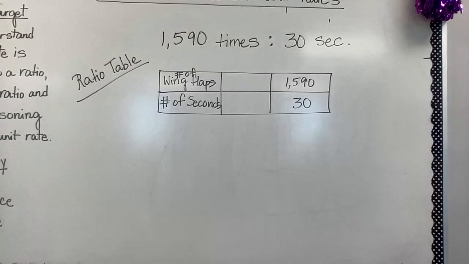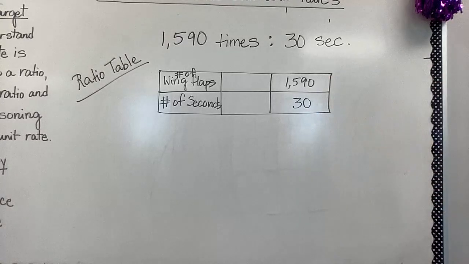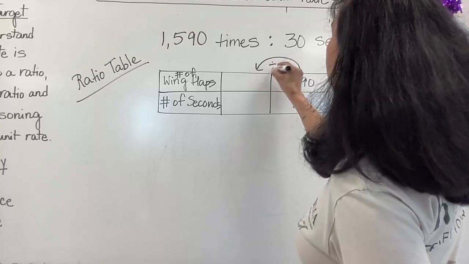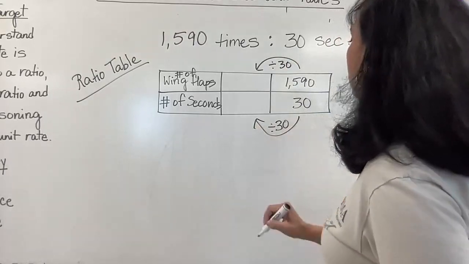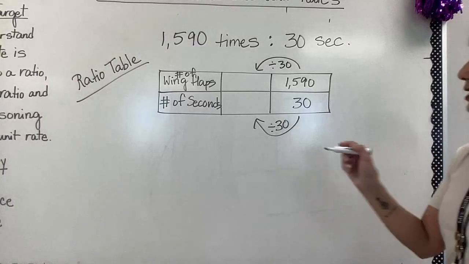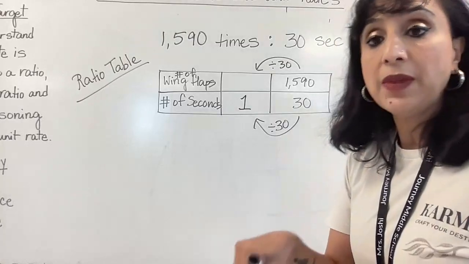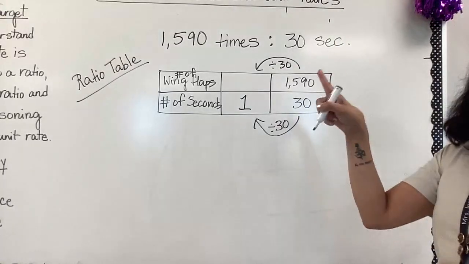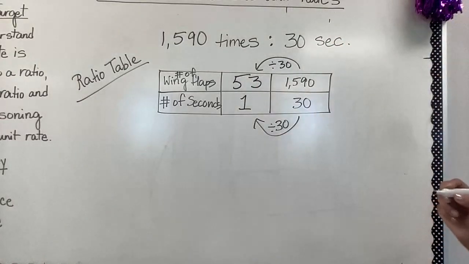So if I'm trying to find the unit rate, what do I do? Always divide the numerator by the denominator. So I am dividing by 30. Whatever I do to the numerator, I do the same thing to the denominator, in order for me to get the unit rate. I end up with 1 over here because 30 divided by 30 gives me 1, and 1,590 divided by 30 gives me 53.